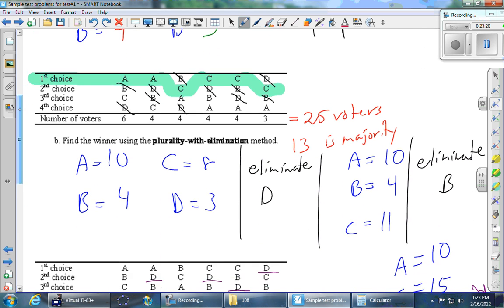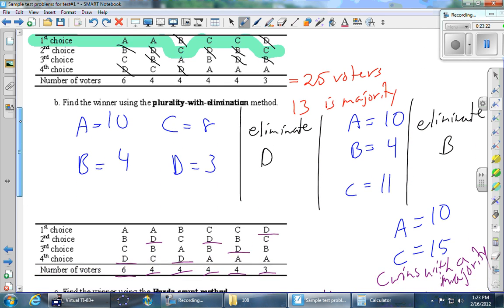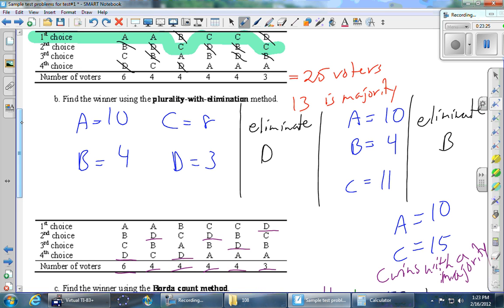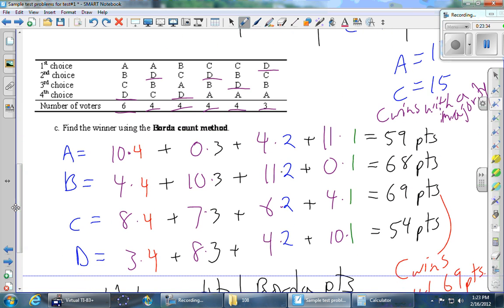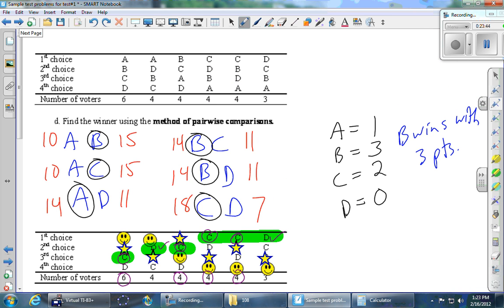Who was the winner here? According to plurality with elimination, looks like it was C. Again, it was supposed to be B. B beat everybody head-to-head. So plurality with elimination also violates the Condorcet criterion in this example. Who was the winner using Borda? It looks like C was the winner instead of B. That's a violation, so Borda is problematic. And then finally doing pairwise comparisons, who was the winner? Finally, B is the winner, of course, because the method of pairwise comparisons never violates the Condorcet criterion, but the rest of them did.